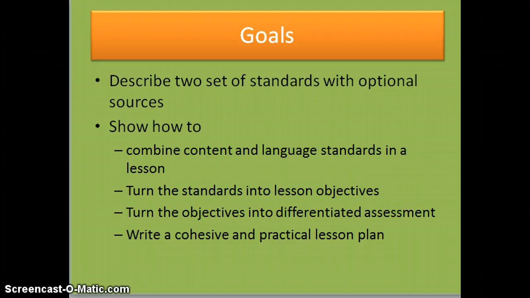Basically, what I want you to get out of this PowerPoint is learning about two sets of standards, how to use those standards to then create your lesson objectives with content and language objectives, and then how to create a differentiated assessment plan and see how it all fits into one lesson plan.